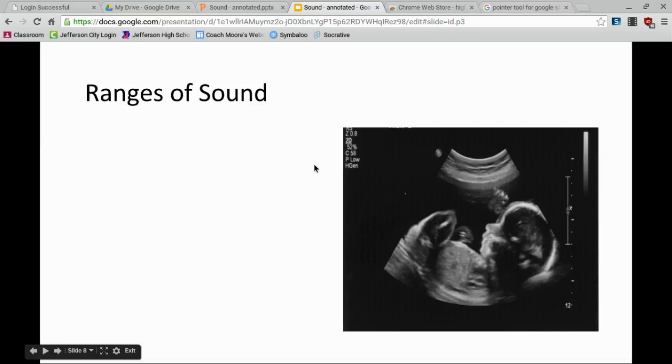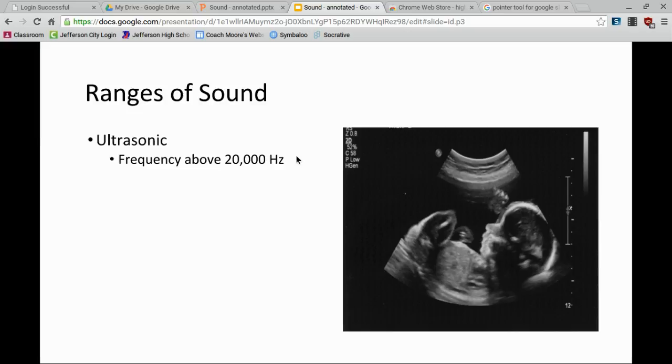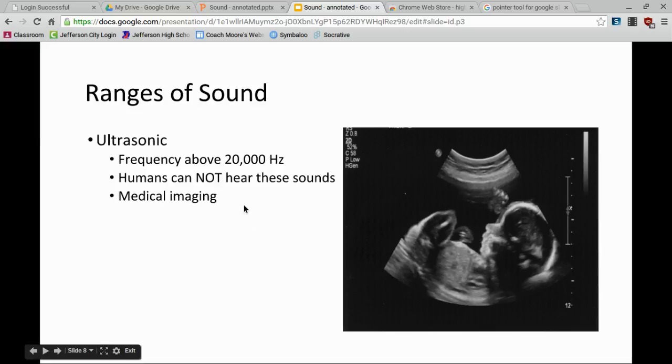All right, the last range of sound is called ultrasonic. This is what an ultrasound is. These are sound waves that are produced with frequencies above 20,000 hertz. And again, humans cannot hear these, but they're still there. We use it a lot of times for medical imaging, dog whistles, because dogs can hear in a range over 20,000 hertz, and humans can't. So we blow a dog whistle, and that's why we can't hear the dog whistle, but the dog does respond.